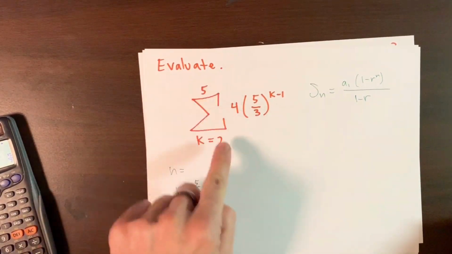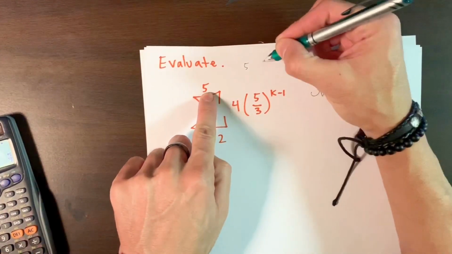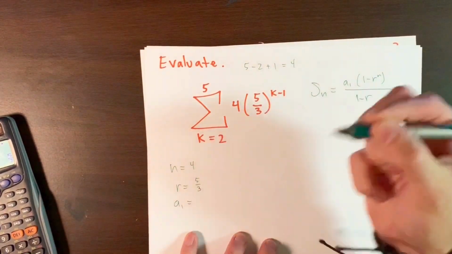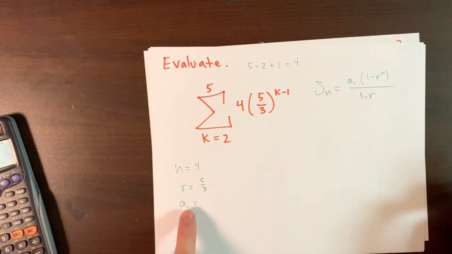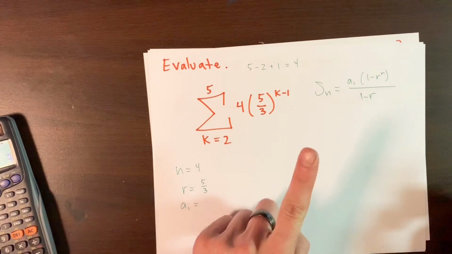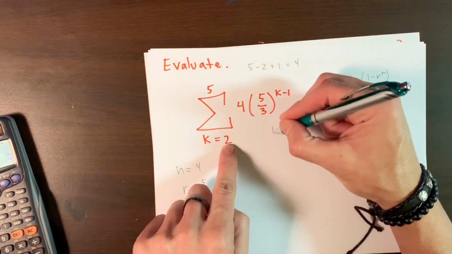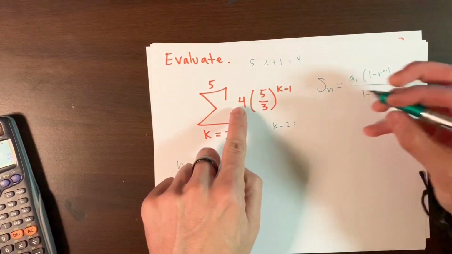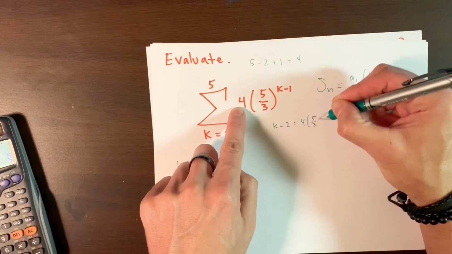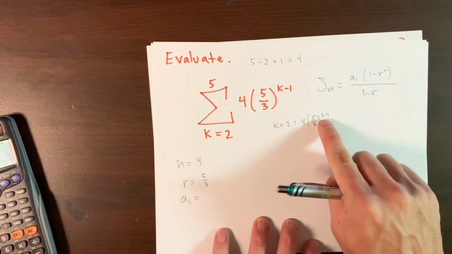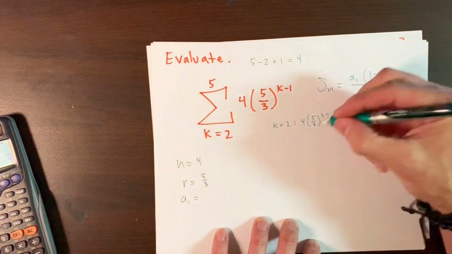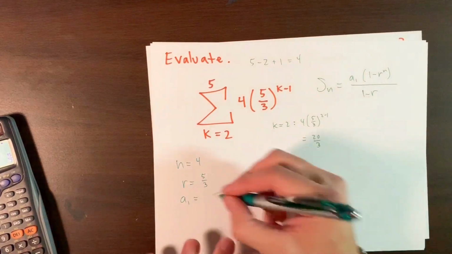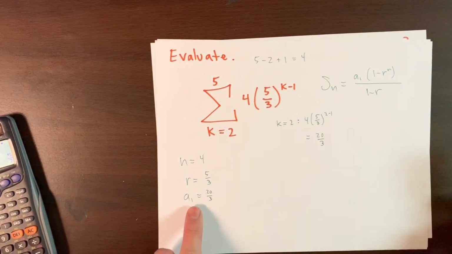For that, you go top minus bottom plus 1. So top minus bottom plus 1 equals 4. That's how many numbers are being added all together, 4 of them. A1 is the first term, which is discovered by looking at the index. The index begins at 2, so plug in 2 for k there. So it'll be 4 times 5/3 to the power of 2 minus 1. The calculator would say 20 over 3. So 20/3 is playing the role of the first term.